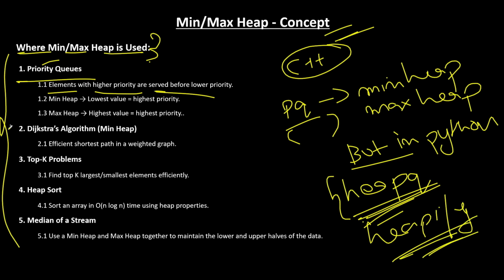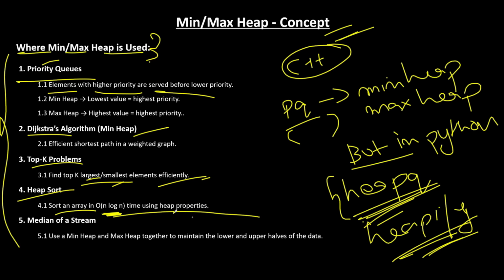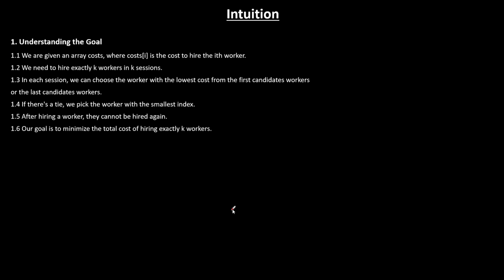We'll learn about this. Now, Dijkstra's algorithm uses the min heap concept. Top K problems use min heap concepts when we have to find the largest or the smallest element efficiently. Heap sort uses the min max heap concept and it takes O(n log n) time complexity. Median of a stream uses a min heap and a max heap together to maintain the lower and upper halves of the data. So these are the questions, examples, or topics where you could use the min max heap concept. I hope you understood the concept of min max heap. Now let's move to the next slide.